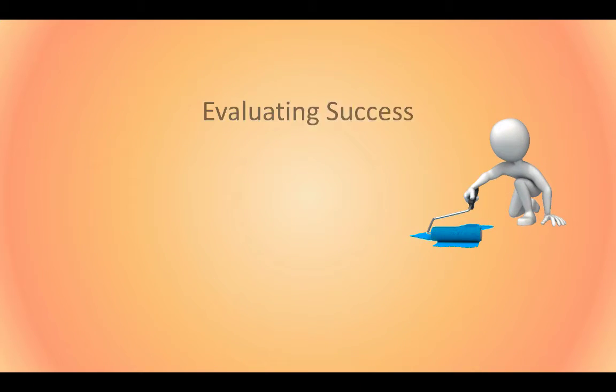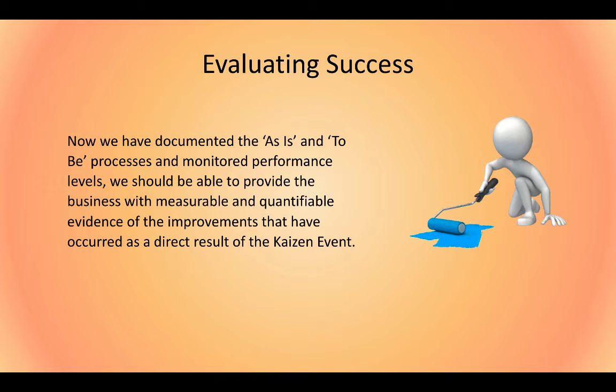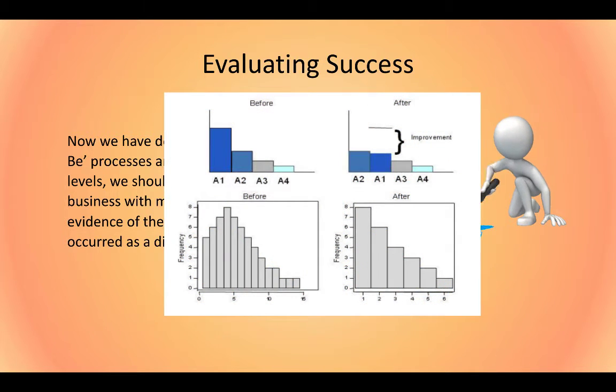Now we've documented the as-is and to-be processes and monitored performance levels, we should be able to provide the business with measurable and quantifiable evidence of the improvements that have occurred as a direct result of the Kaizen event. If we present the information in the same way that we did in the plan phase, we should get a useful visual summary of achievement.